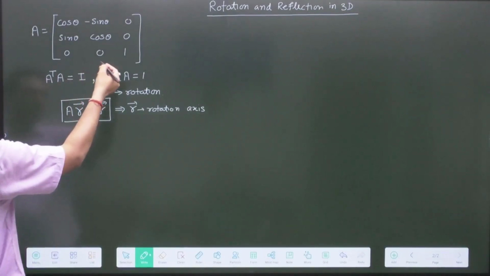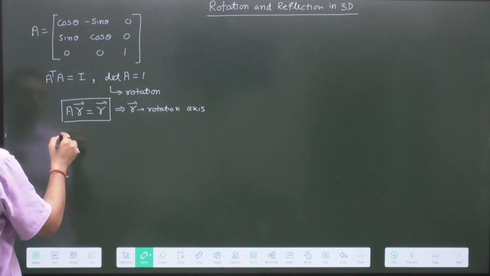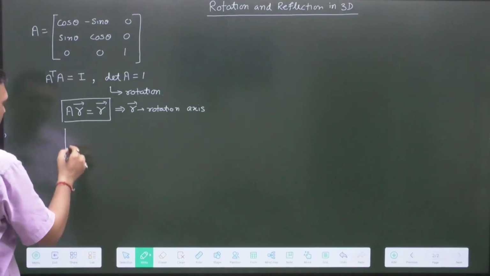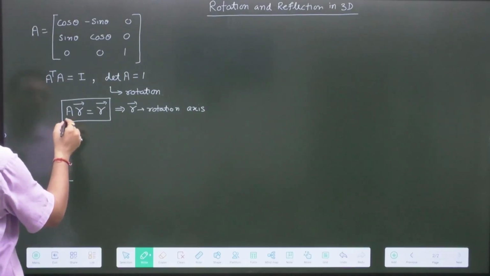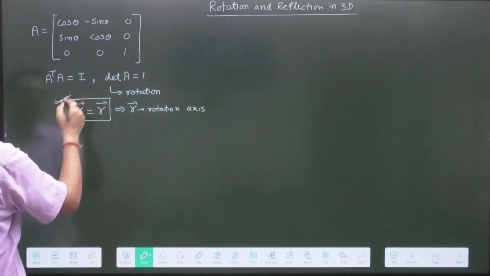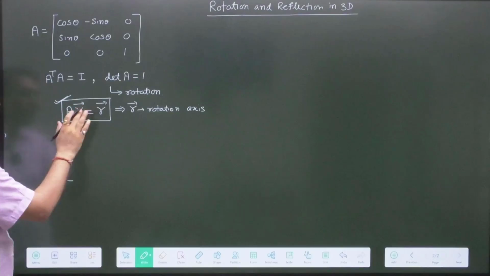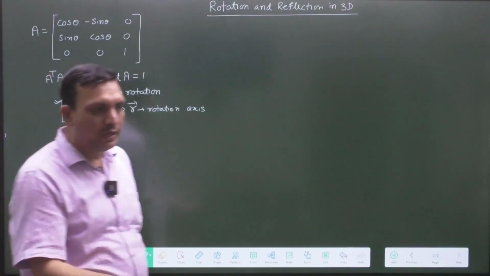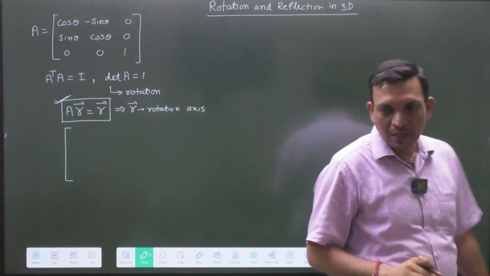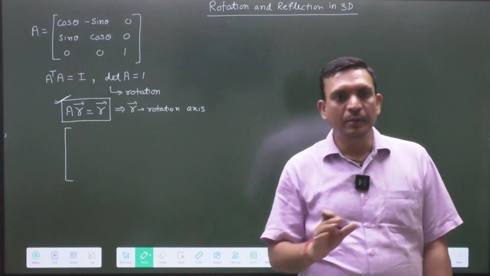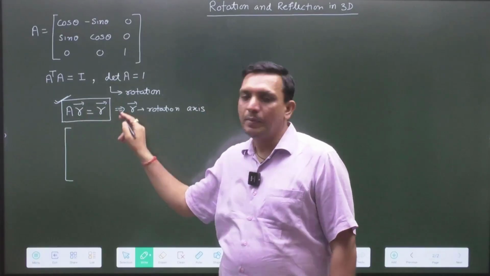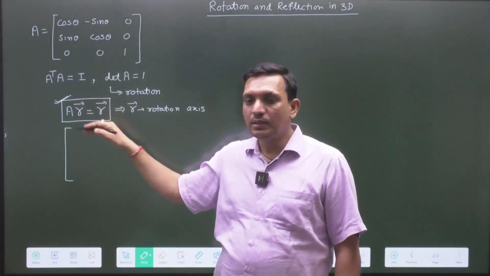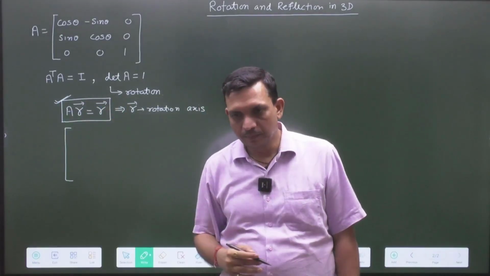Now, if you verify, I'm telling you how you will verify. When you have a 3x3 matrix with determinant 1, there will be a rotation. So what will be the rotation axis? This condition you have to use. That will tell you what the rotation axis is.